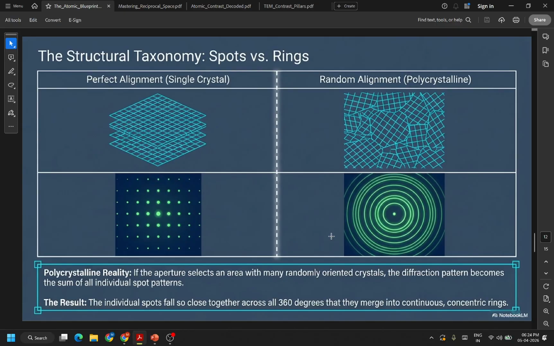So if the aperture selects an area with many randomly oriented crystals, the diffraction pattern becomes the sum of all individual spot patterns. For each orientation, the spot pattern will be slightly different, and all of them will get summed because it is averaged over the whole thickness and region. So all the orientations will combine into a circle. The individual spots fall so close together across all 360 degrees that they merge into continuous concentric rings.